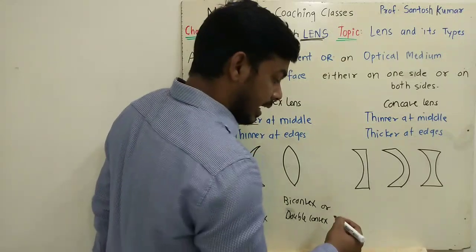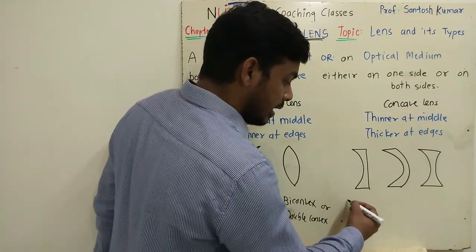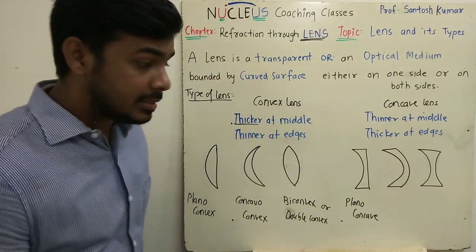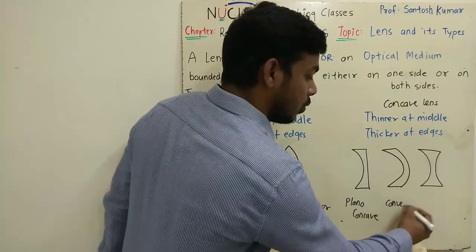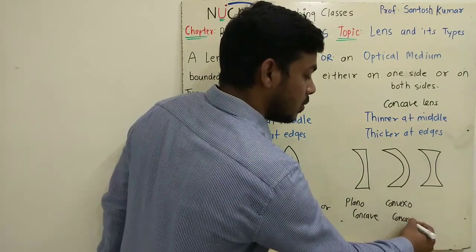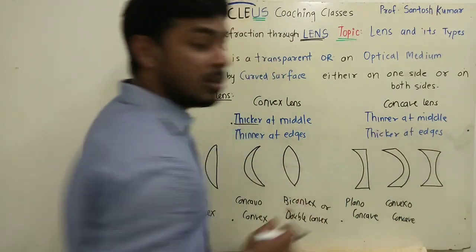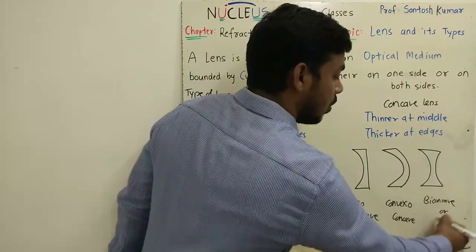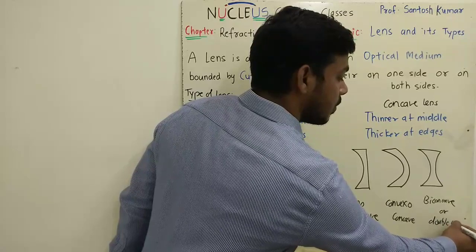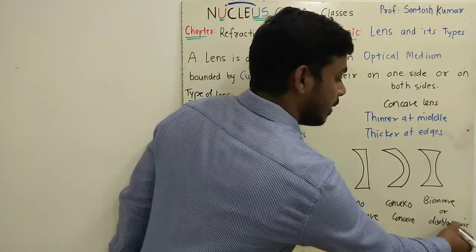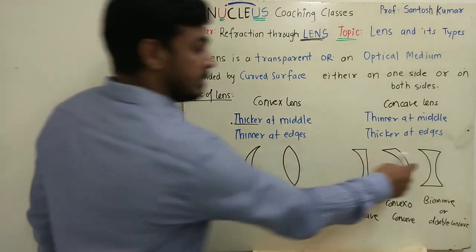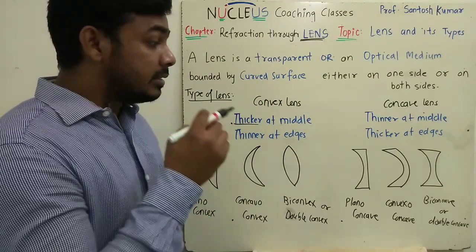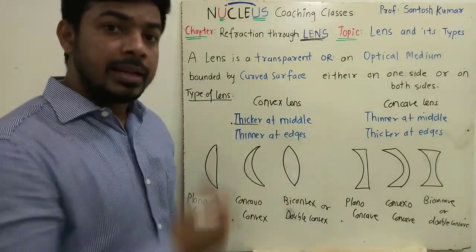So this lens I would call it as a plano concave lens. This is convexo, this is read as convexo concave, and here since both the surfaces are concave, it is called as biconcave or double concave. Sometimes these lenses are also called as equiconvex or equiconcave, but there are some conditions for it. I would explain it later on.